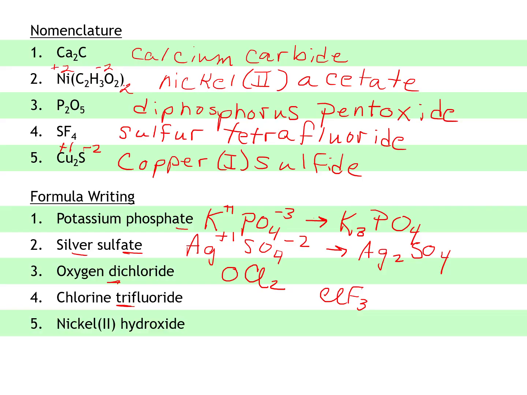And then we have nickel 2 hydroxide. So nickel is a metal. So it's got an oxidation number of +2. Hydroxide, that's one of the polyatomic ions. It's OH with a -1 charge. So we swap and drop, and we get that we have 1 nickel and 2 hydroxides.